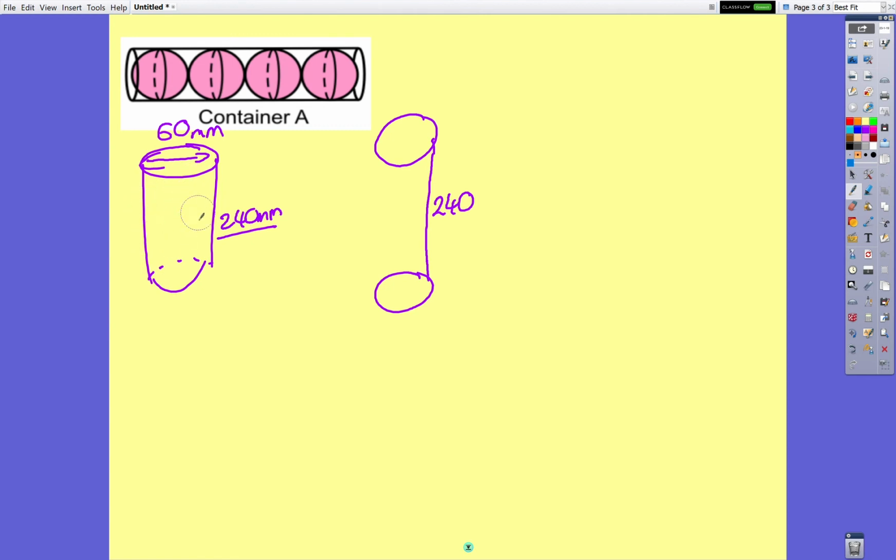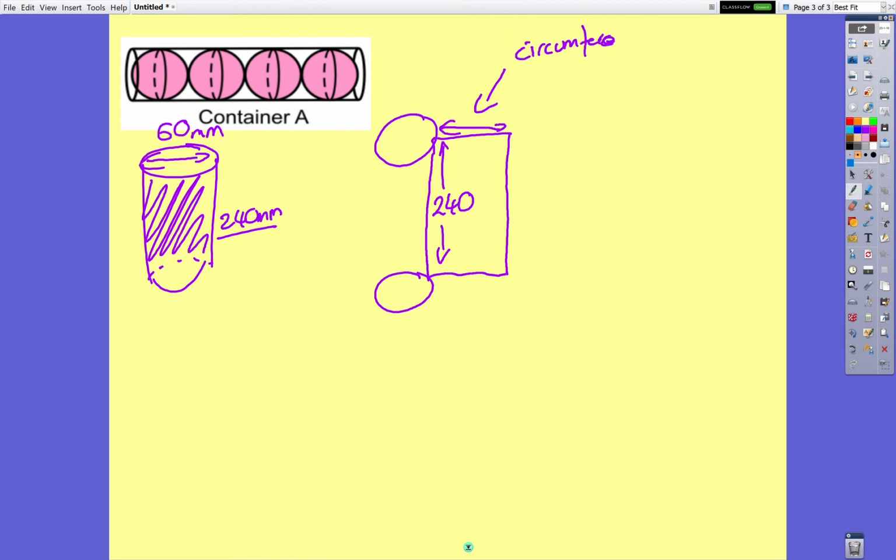Think of a can of Coke or a bottle of Coke. If you wrap it up in paper all the way around here, when I fold it open, I'm sure you've all had a bottle of Coke and taken off the wrapper, it always gives you a rectangle. So you've got something like that. Now we know that this part here is 240, but what we don't know is this part here. This part here is actually the circumference of one of the circles. So I need to work out the circumference of my circle there.